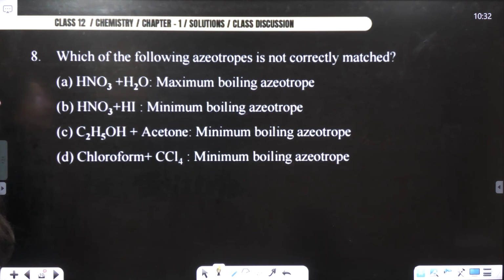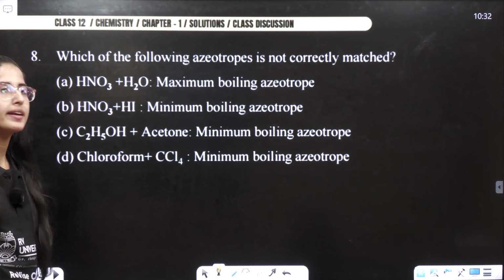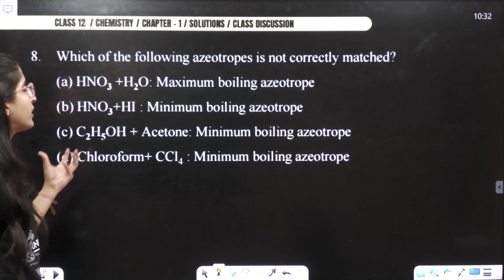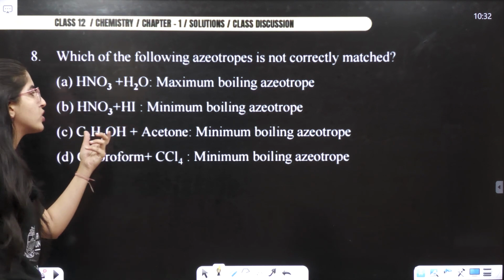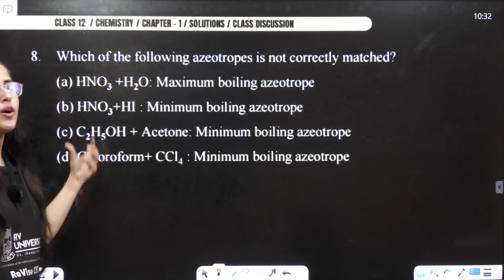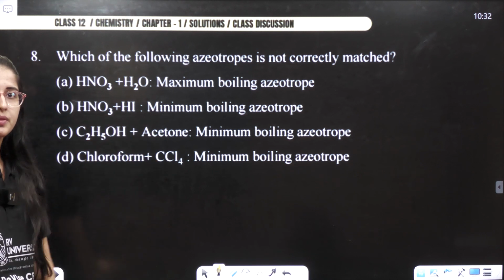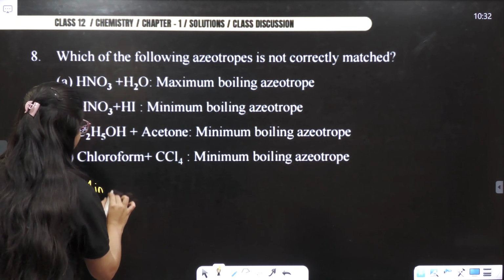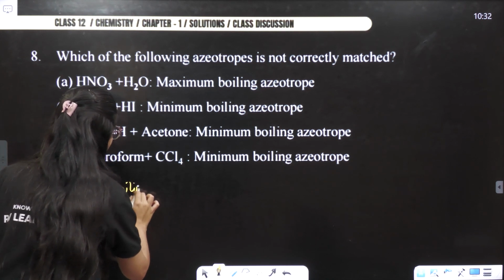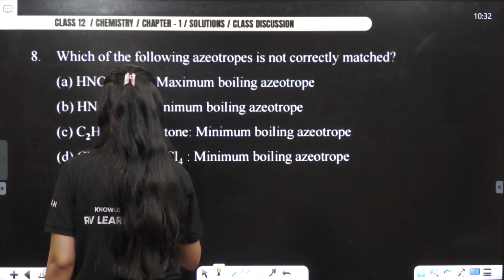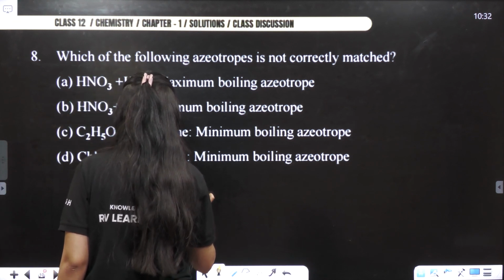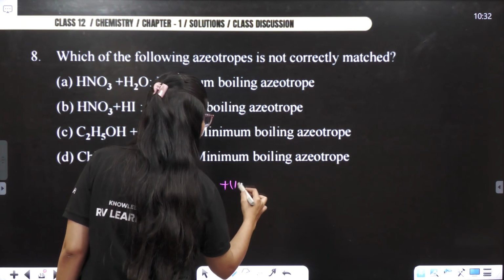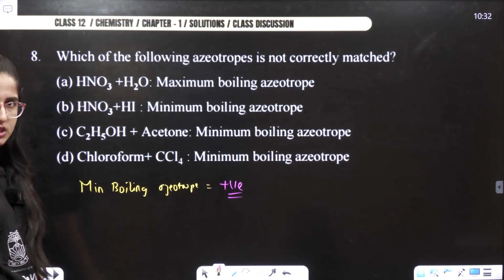Next up, which of the following azeotropes is not correctly matched? They are saying: HNO3 and H2O maximum boiling azeotrope, HNO3 and HI minimum boiling azeotrope, C2H5OH and acetone minimum boiling azeotrope, chloroform and carbon tetrachloride minimum boiling azeotrope. So here you must know that a minimum boiling azeotrope is always formed by positive deviation showing combinations. Okay.